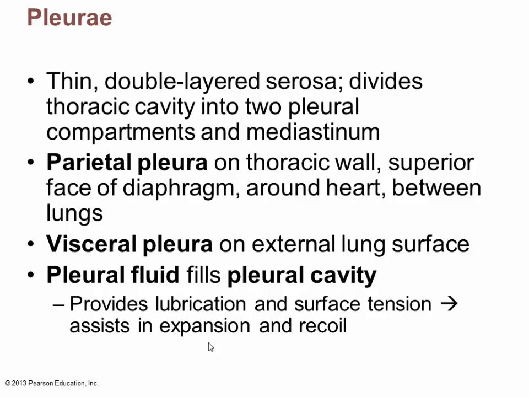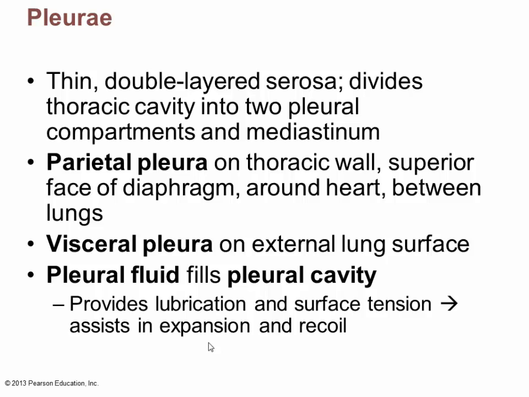And then we have the pleura. This is the double-layered serosa, very thin. This is what we're going to find surrounding the lungs. It divides the thoracic cavity into two pleural components. Anything pleural has to do with lungs, and a mediastinum. We have our parietal pleura and we have our visceral pleura.